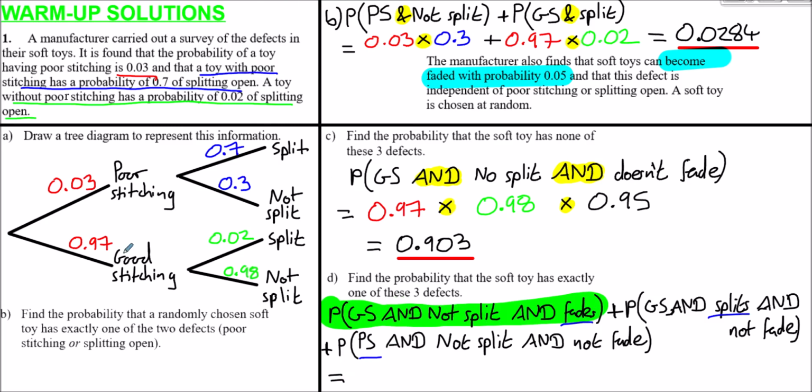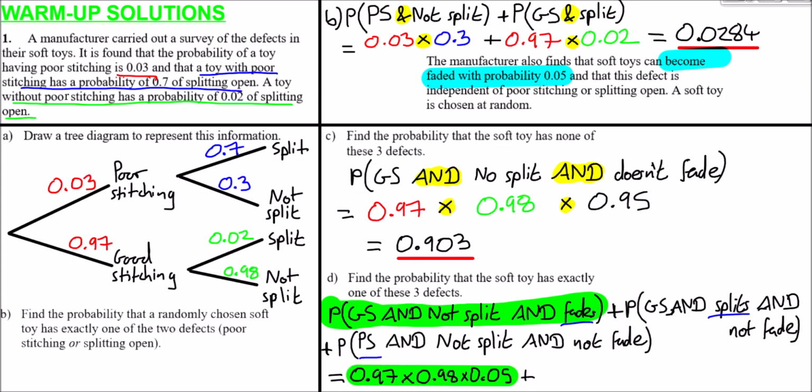So good stitching, 0.97 chance. And, so multiply, doesn't split, 0.98 chance. 98% chance it doesn't split if the stitching is good. And probability that it fades is 0.05. So that's the first of the 3 possible scenarios.